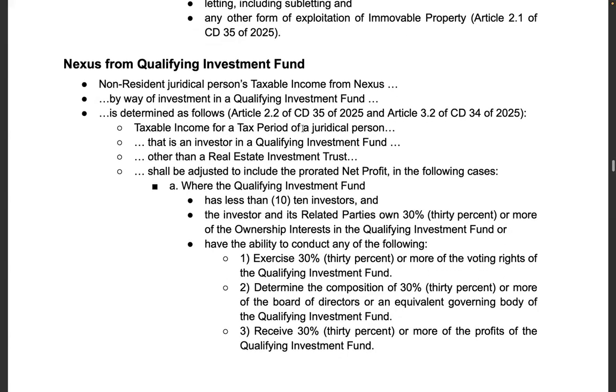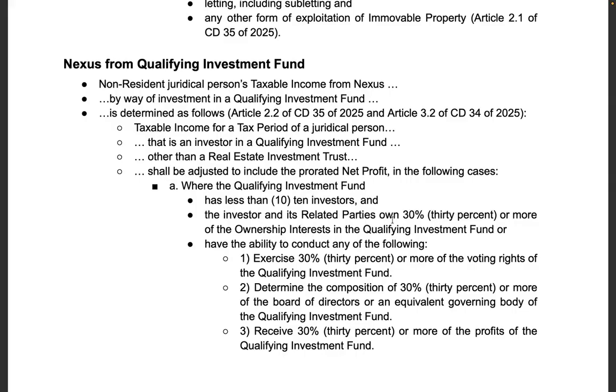Taxable income for a tax period of a juridical person that is an investor in a qualifying investment fund, other than a real estate investment trust (rights are excluded), shall be adjusted to include the prorated net profit in the following cases. Scenarios are provided later. These are the scenarios where the qualifying investment fund has less than 10 investors. In that entire fund, only less than 10 investors are there. And the investor and its related parties own 30% or more of the ownership interest in the qualifying investment fund.